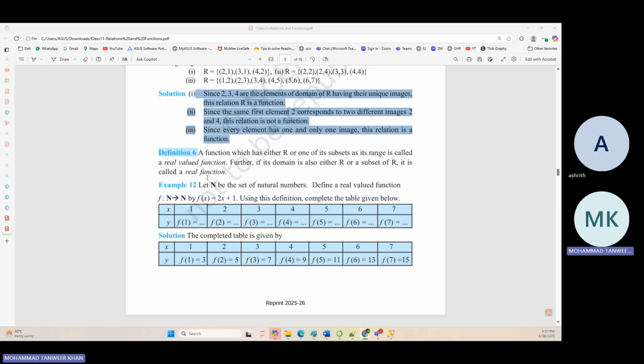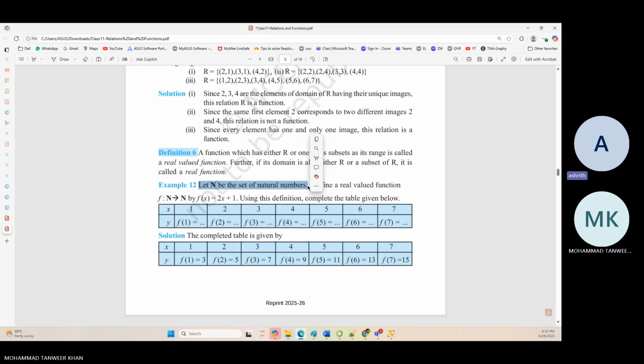Now, example 12, they're assuming that N is the set of natural numbers. What are the natural numbers? 1 to infinity. So suppose N denotes the set of all natural numbers. Now, for defining a function N to N by f(x) equals 2x plus 1, using this definition, complete the table given below. If x is 1, what will be f(x)? 3. 2 into 1 plus 1 gives 3. Then if x is 2, what will we get here? 5. X equals 3, what will we get here? 7. Like this, they have to write all these things, right? Yes, sir.